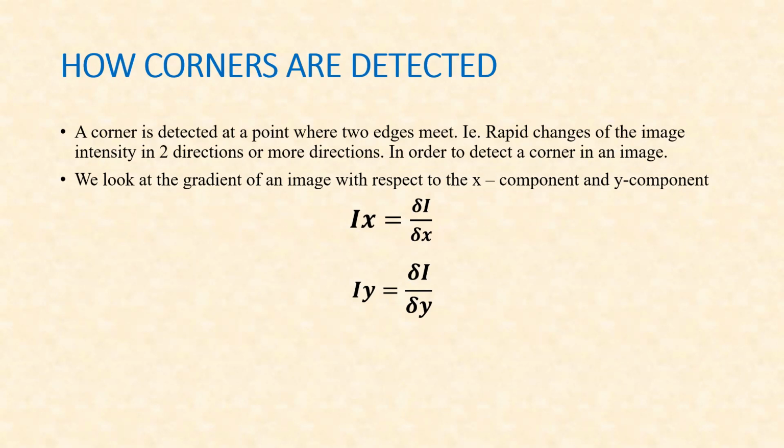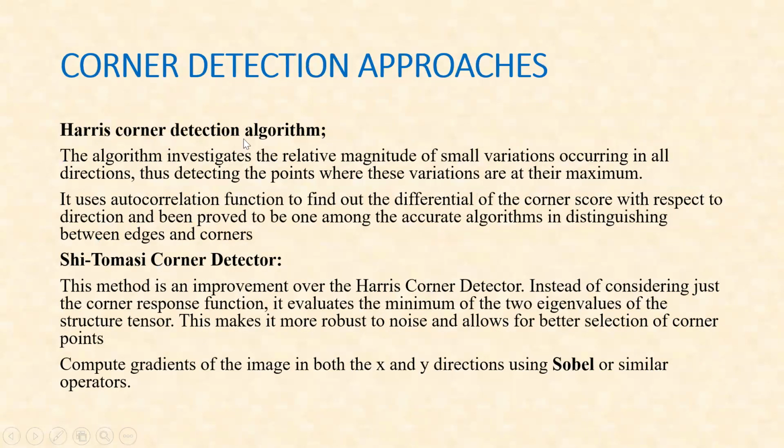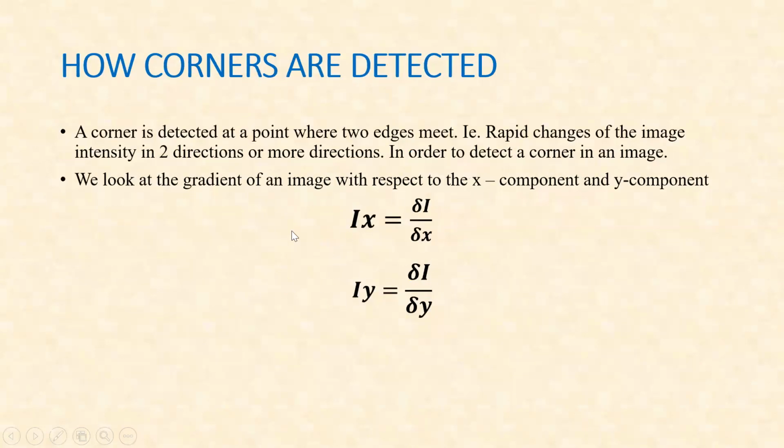Now, how are corners detected? Corners are detected at the spot where the two edges meet. So, a rapid change in the intensity in two or more directions forms what we call a corner. Corners are detected by computing the magnitude of the image with respect to the x component and also computing the magnitude of the image with respect to the y component, as you see from this formula here.